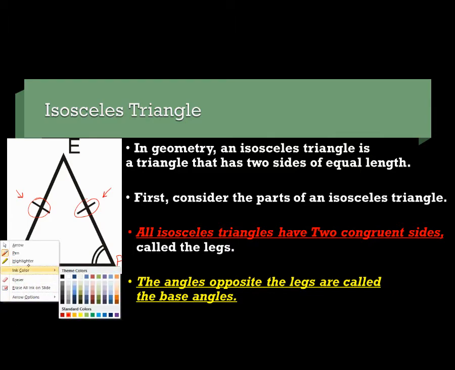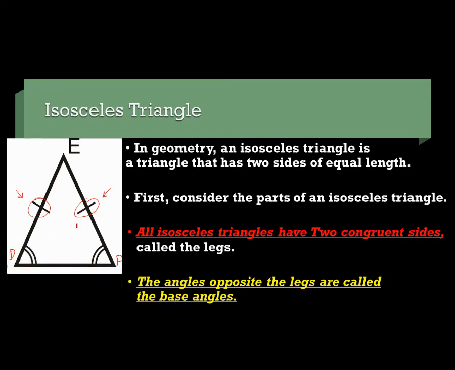Let me pick a different color. So, the angles opposite to the legs are called base angles. Just look at this one. This angle, which is angle D, and opposite to side DE, which is F. These angles are equal. We call them base angles.